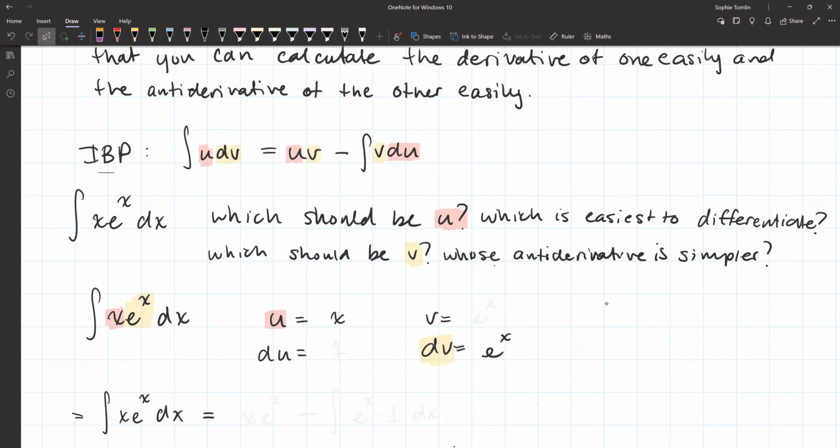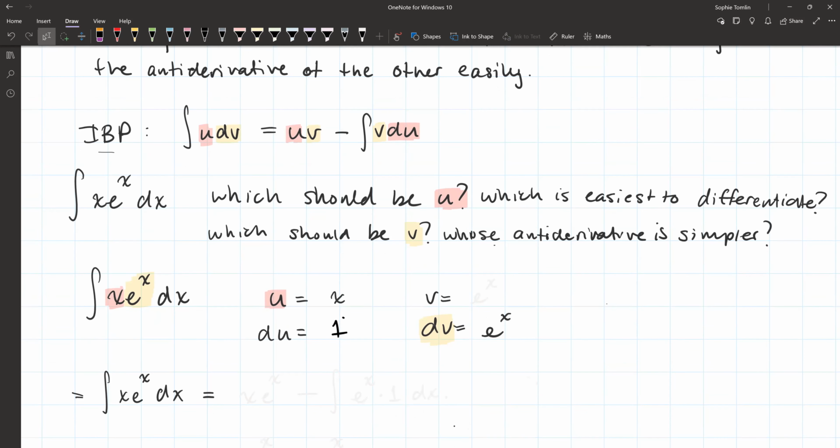So here we have x times e to the x dx. Now we're going to choose u to be x because that derivative is super easy. We're just going to get 1, and that's a really easy derivative to use because it doesn't have a lot of impact on other things. And so that means for v, we're going to choose e to the x.